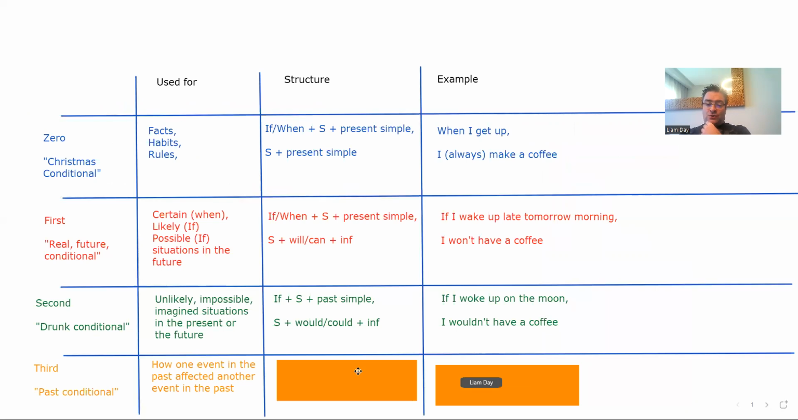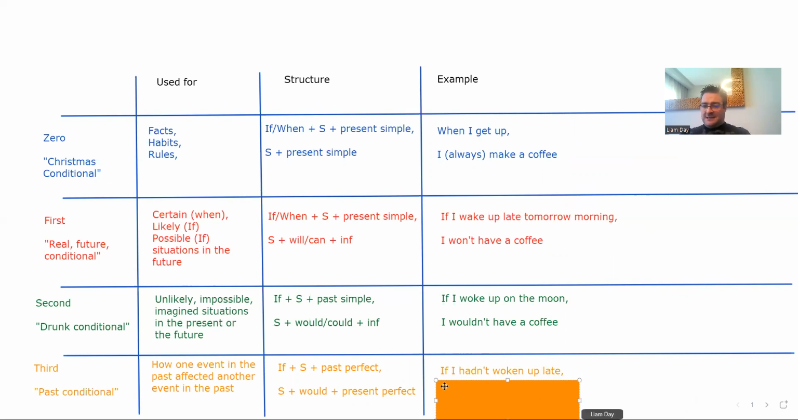If we go back to our table, it's if plus subject plus past perfect. So if plus subject plus had or hadn't plus verb 3. So there it is again. If I hadn't woken up late, I, subject, would, and present perfect, have had a coffee. I would have done my homework, for example. Okay, so it's not always with had in here. It's a verb 3. Okay, that's it for the basic conditionals.